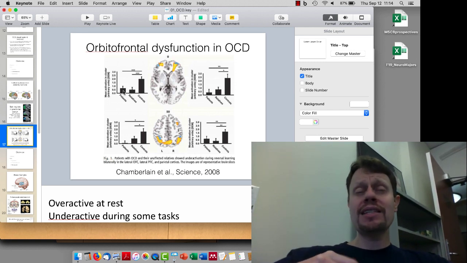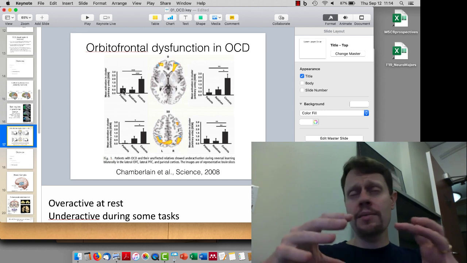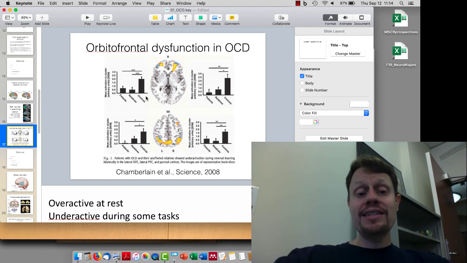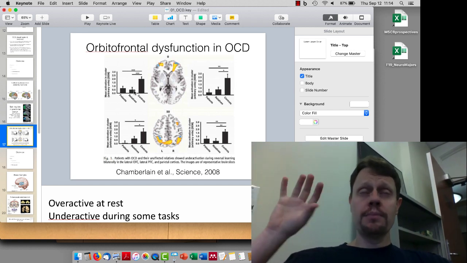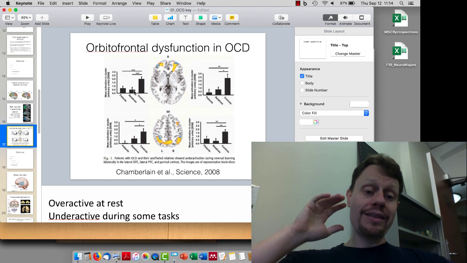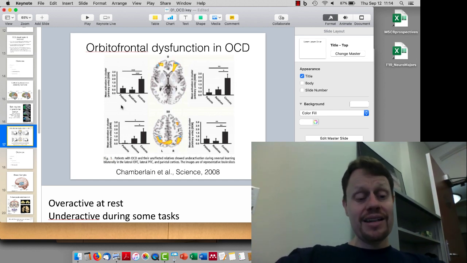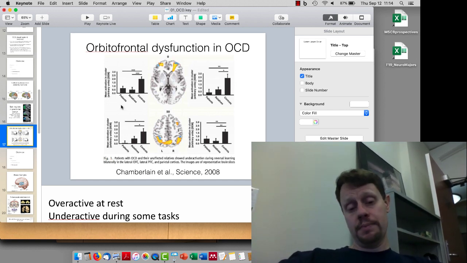And there must be something that's either too small to measure or in some other part of the brain that is different between the relatives and the patients, which does allow these relatives to put aside this compulsive activity, but will not let the patients get away from it. That is something that we don't know what the difference is.